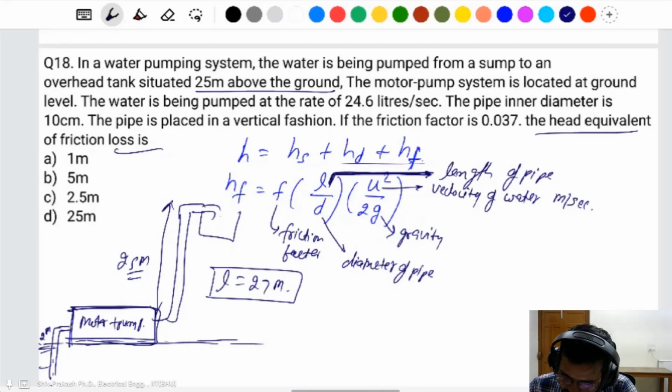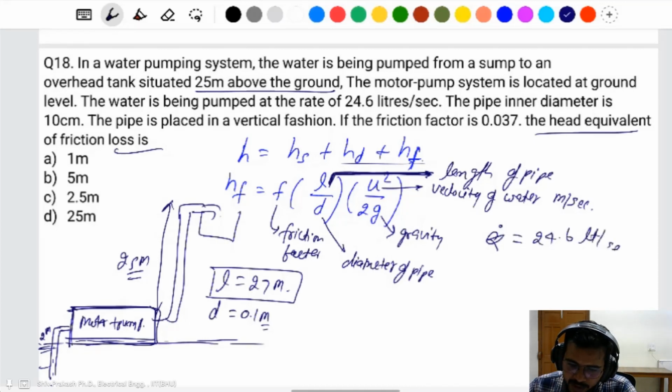Diameter D is 10 centimeter, it means 0.1 meter. Then calculate the velocity first. Discharge rate Q dot is 24.6 liter per second. First calculate in meter, because we want to find velocity in meter per second. So 24.6 into 10 to the power minus 3 meter cube per second.